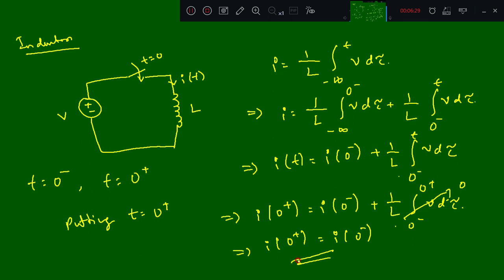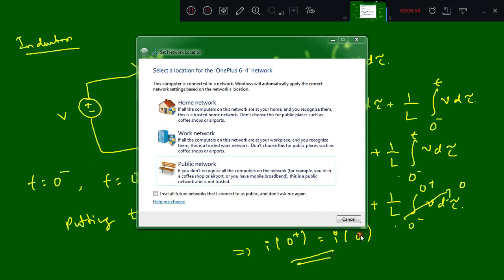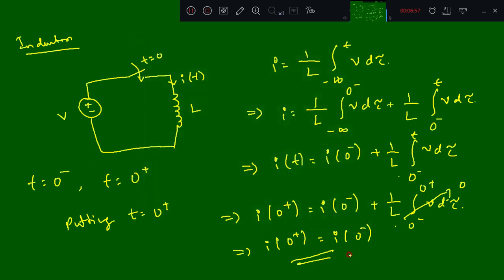This means the current in the inductor cannot change instantaneously, so consequently if I of 0 minus is 0, we get I of 0 plus equal to 0. So this means that at t equal to 0 plus, the inductor will act as an open circuit irrespective of the voltage across the terminals.